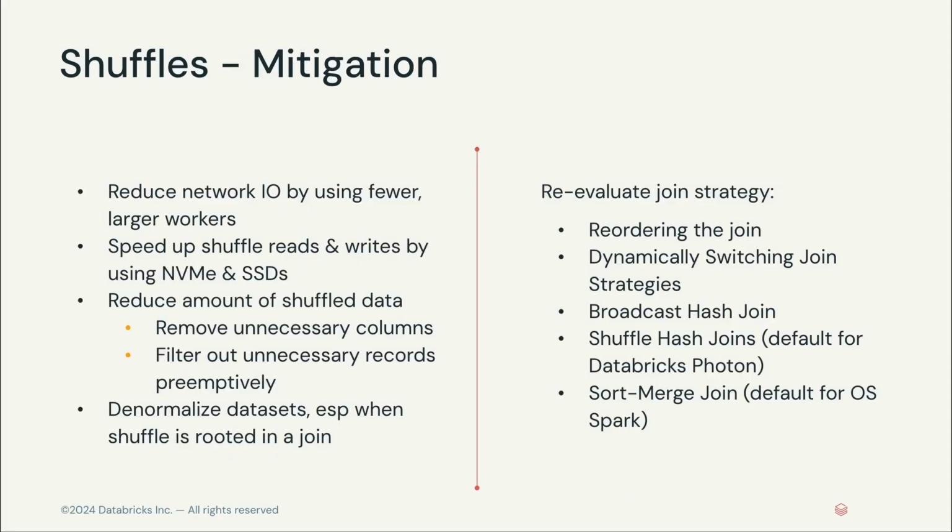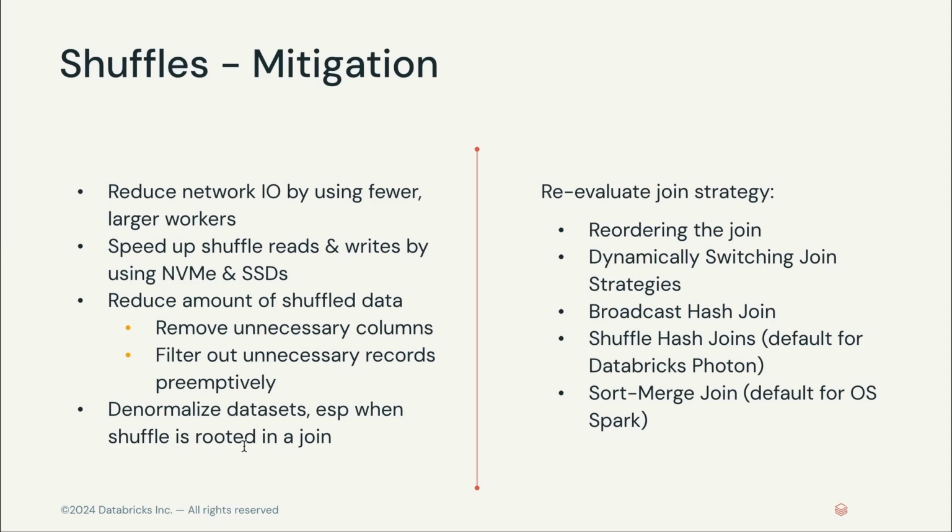So how then do we mitigate shuffles? We can reduce network I/O by using larger workers and having fewer of them, right? If the workers are doing more work because they're larger and we don't have as many of them, then by definition we're going to reduce network traffic and mitigate shuffling. We can also use SSDs and other things that will speed up reads and writes, because if we're doing that, then we are going to reduce the amount of time that a shuffle requires. We can reduce the amount of shuffled data by removing unnecessary columns or filtering out unnecessary records.